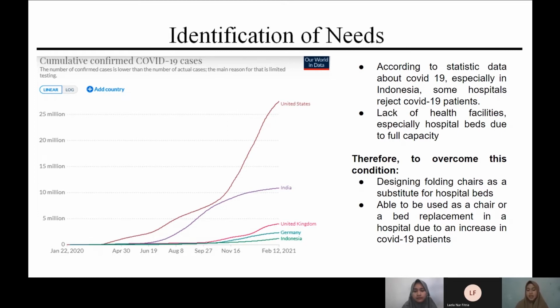Therefore, we took the initiative to create a folding chair design for medical use that is portable and can be substituted into a bed for COVID-19 patients. The design of this folding chair is inspired by the dentist chair and the folding chair that already exists in the market. But we try to modify the structure of the legs of our chair so that our design is able to be strong, lightweight, portable, and safe for use for COVID-19 patients. We also add the wheel feature on the legs of the folding chair.